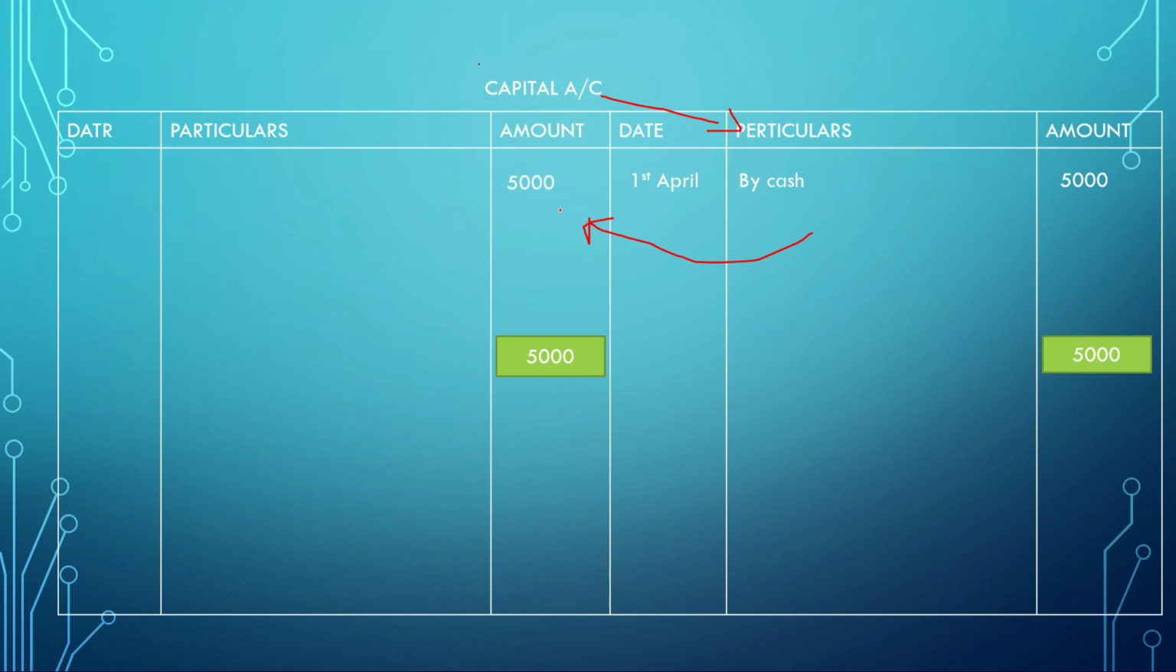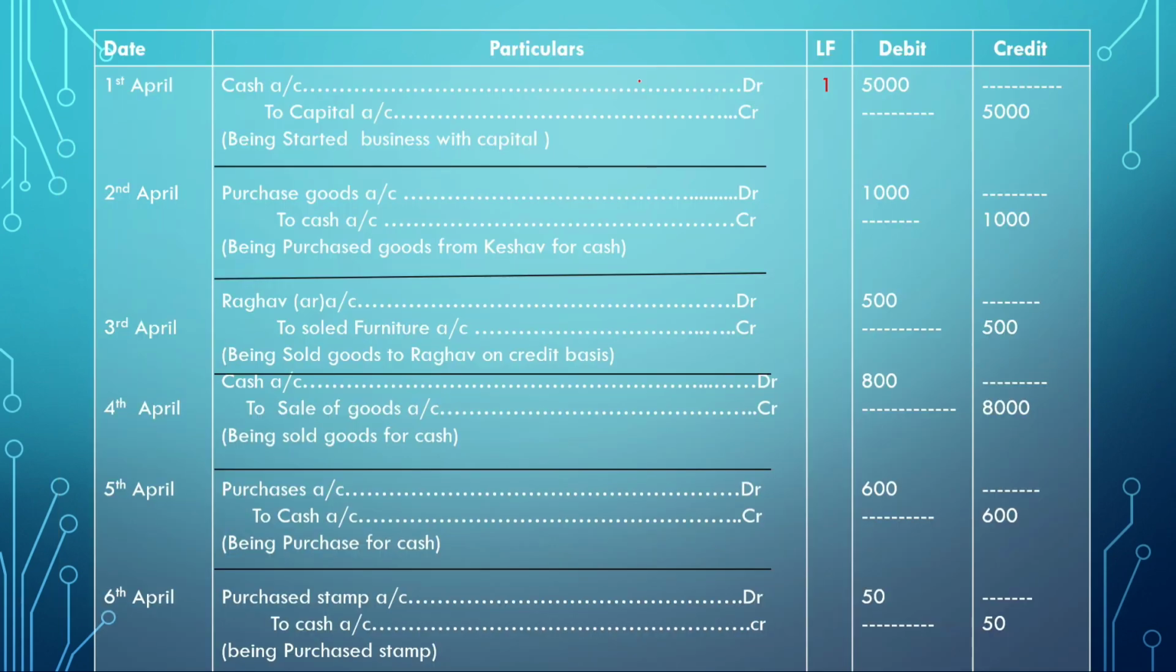We are carrying 5,000 rupees on the date of 30th April, and this difference amount will be carried forward to the next month as balance brought down. It is balance brought down of 5,000 rupees. Okay, and the next item.